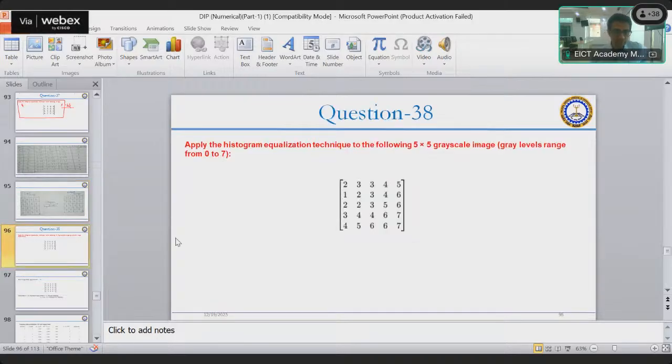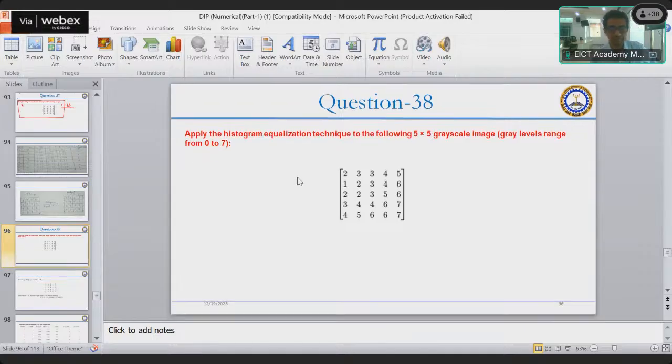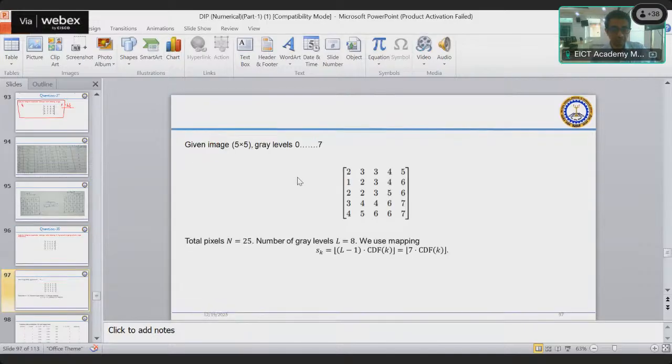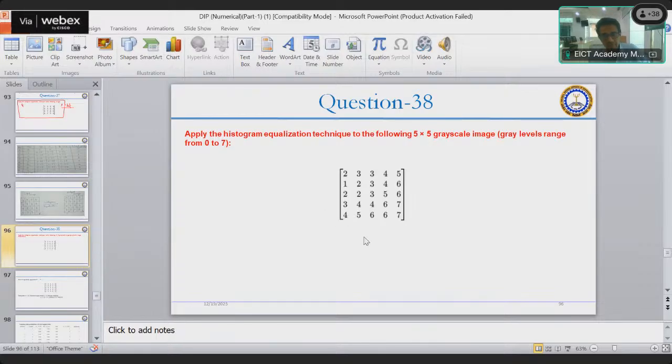Another problem is there. We check it out here. Consider a grayscale image, 5 by 5, with levels ranging from 0 to 7. So how will we do it? Given the total number of pixels, you apply histogram equalization. So applying histogram equalization will require calculating a few things. What does it require?